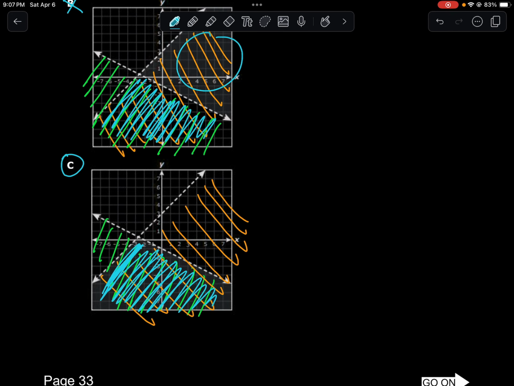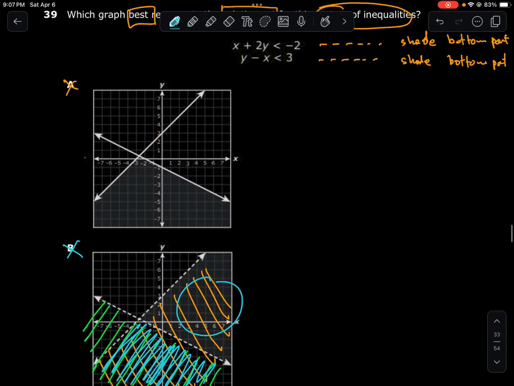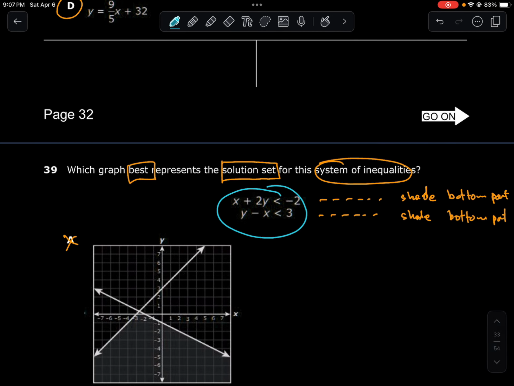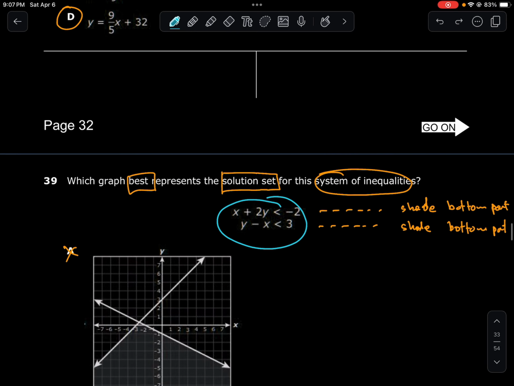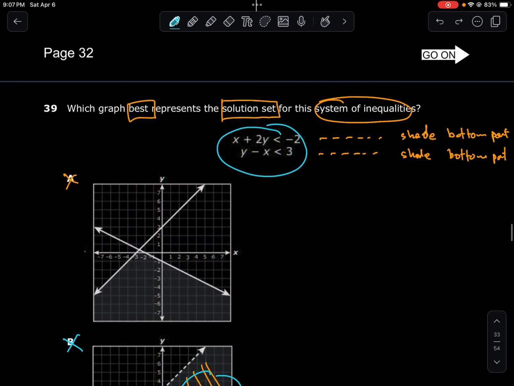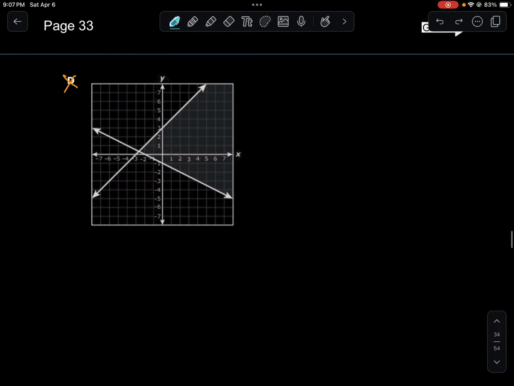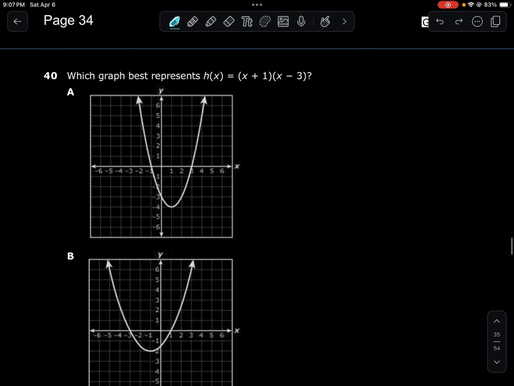The solution set is this overlap. Any point that's in the shaded area satisfies both inequalities. If we plug in any point with any coordinates from that shaded part, I get two true statements, one true statement for the top and one true statement for the bottom. The dotted lines are excluded. Those would be true if there was an equality, because that corresponds to the equality. Alright, that was 39. Let's go to 40.